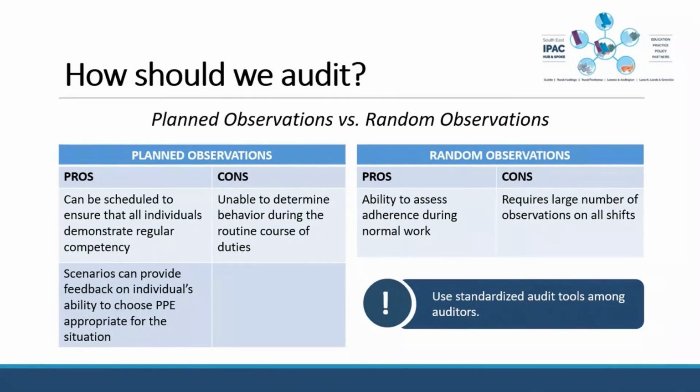With planned observation, it allows audits to be scheduled to confirm all individuals have the appropriate competency. For example, we can assess if an individual wears PPE appropriately by conducting regular scheduled assessments. However, a disadvantage with this type of observation would be that behavior during normal work cannot be determined. In contrast, with random observation, we can make an assessment on adherence, which provides information on real-life practice at work, but it does require large numbers of observations. It is beneficial for an organization to use both of these strategies.